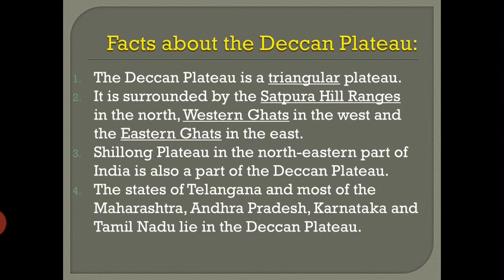It is surrounded by the Satpura Hills ranges in the north, Western Ghats in the west, and the Eastern Ghats in the east. Shillong Plateau in the northeastern part of India is also a part of the Deccan Plateau. And the states of Telangana and most of Maharashtra, Andhra Pradesh, Karnataka and Tamil Nadu lie in the Deccan Plateau.